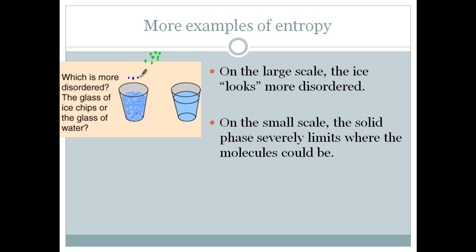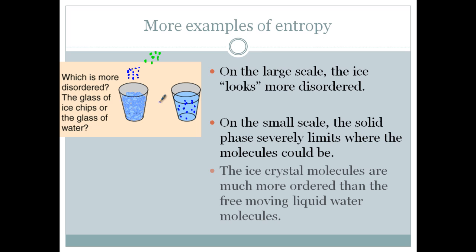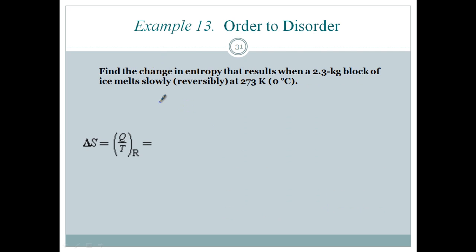So over here, the molecules are very ordered in each of these ice chips, and you get nice stacking. But over here in the water, they're just everywhere. So on the small scale, the ice is more ordered. On the large scale, the ice looks more disordered. So ice crystal molecules are much more ordered than free ones. Yeah, I already said that.